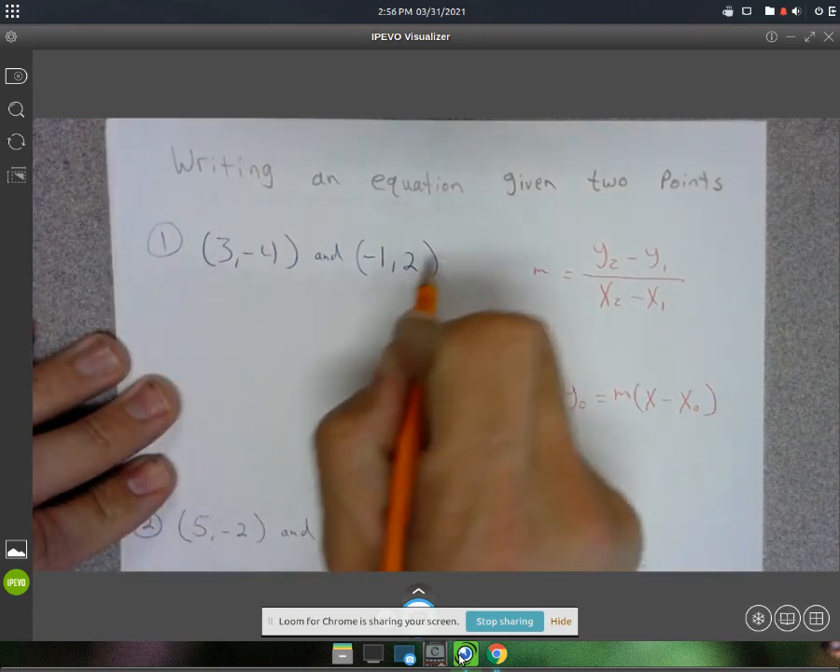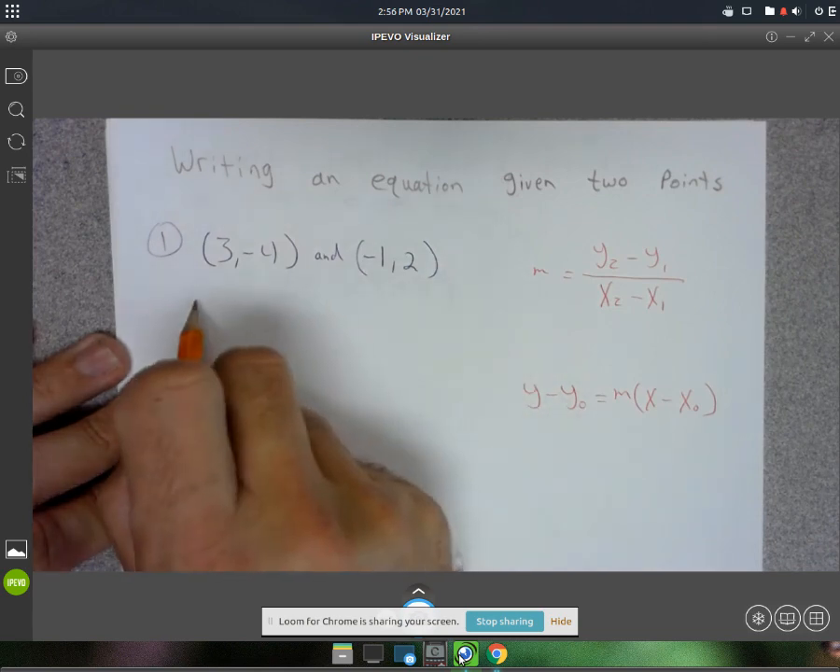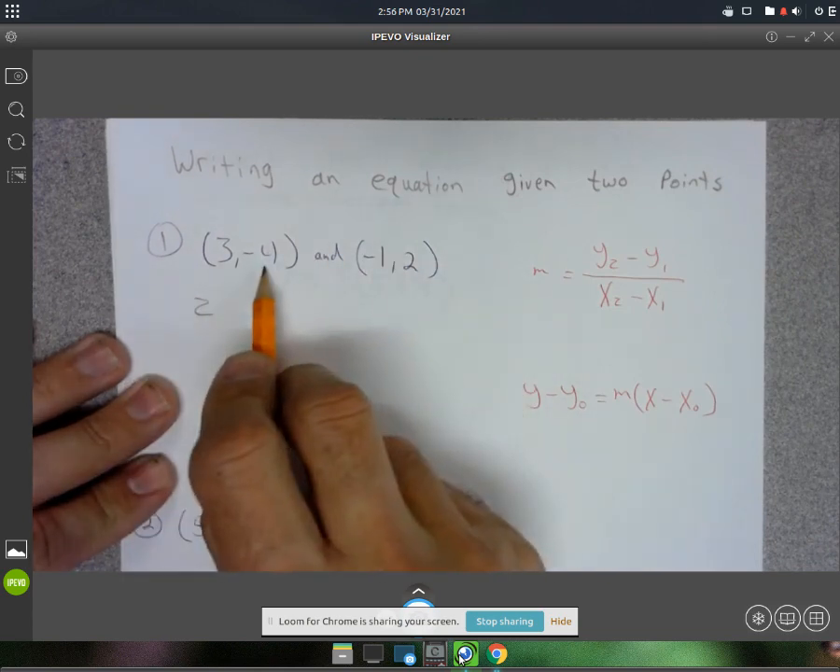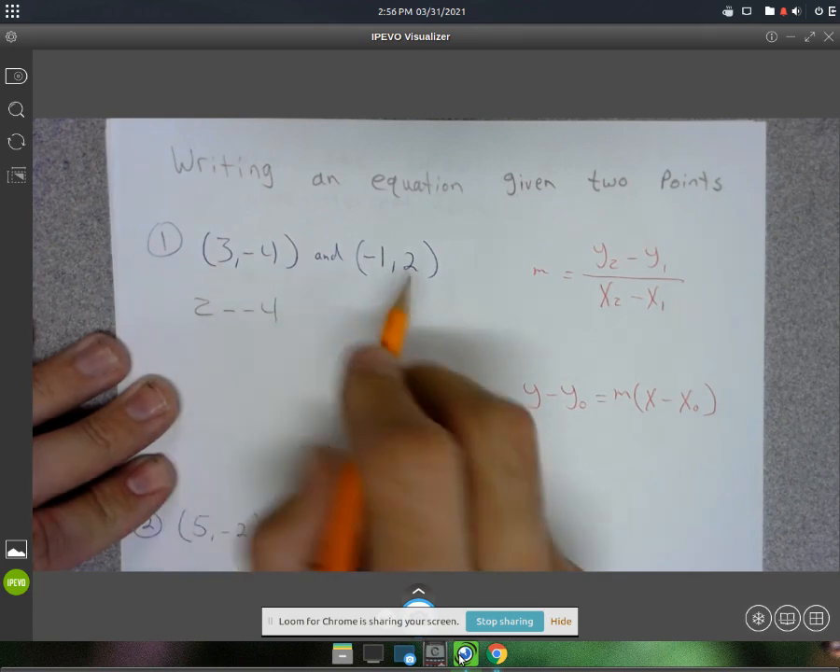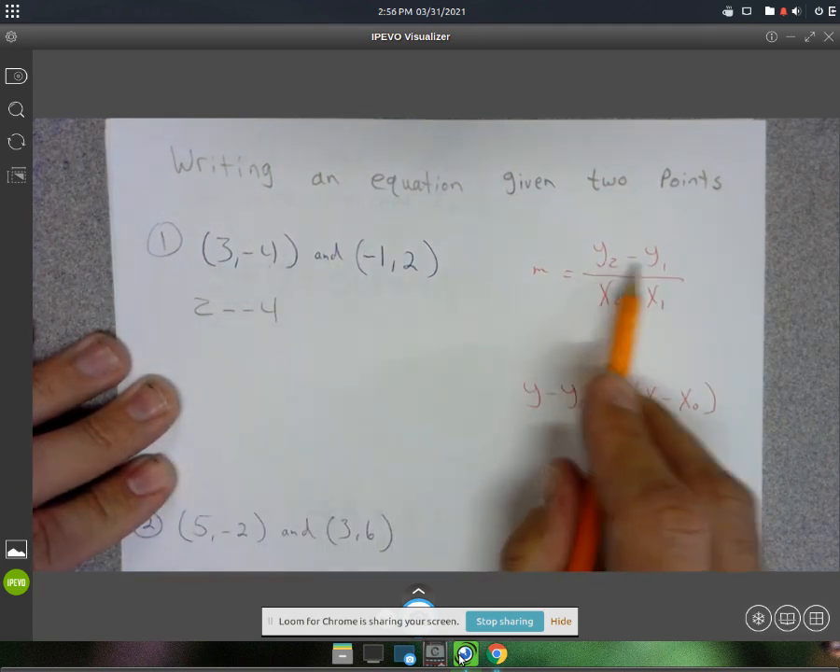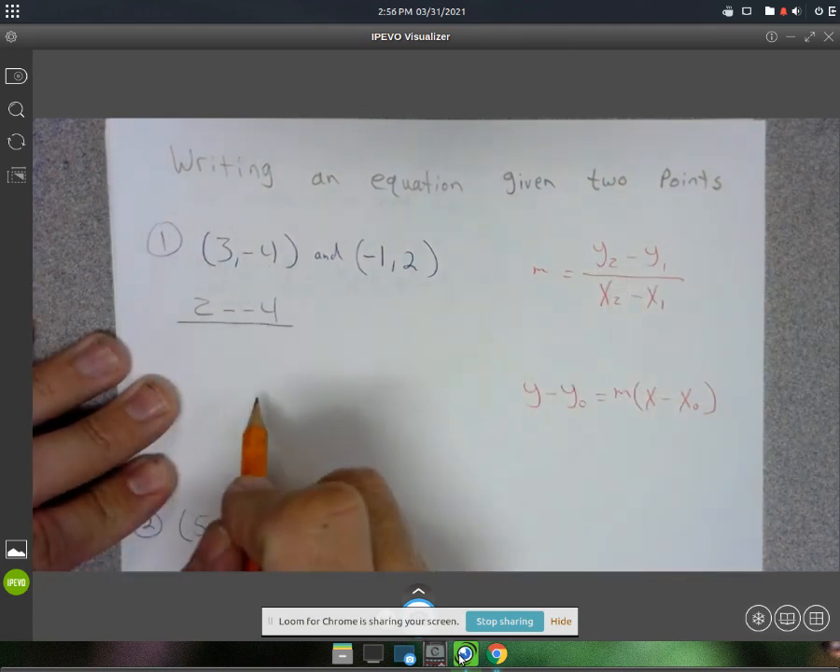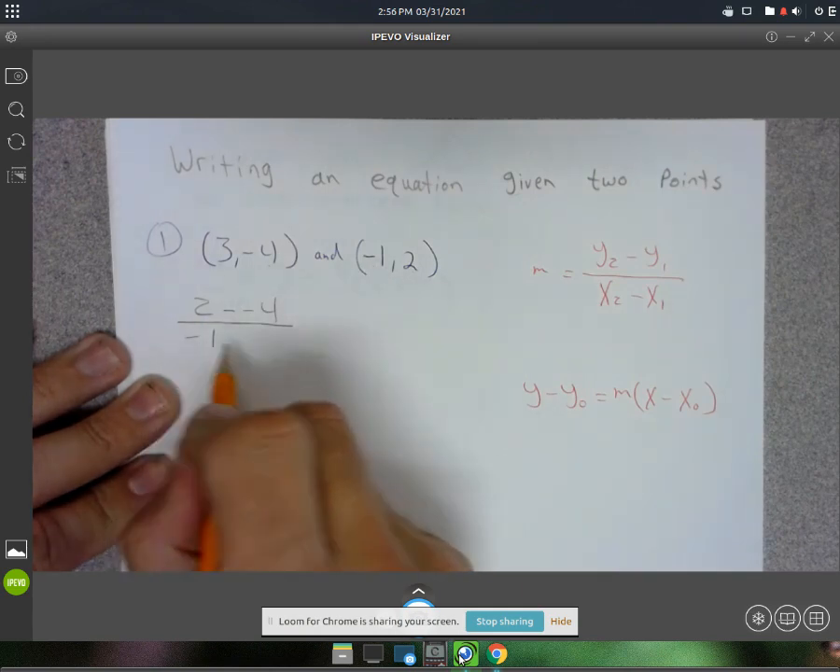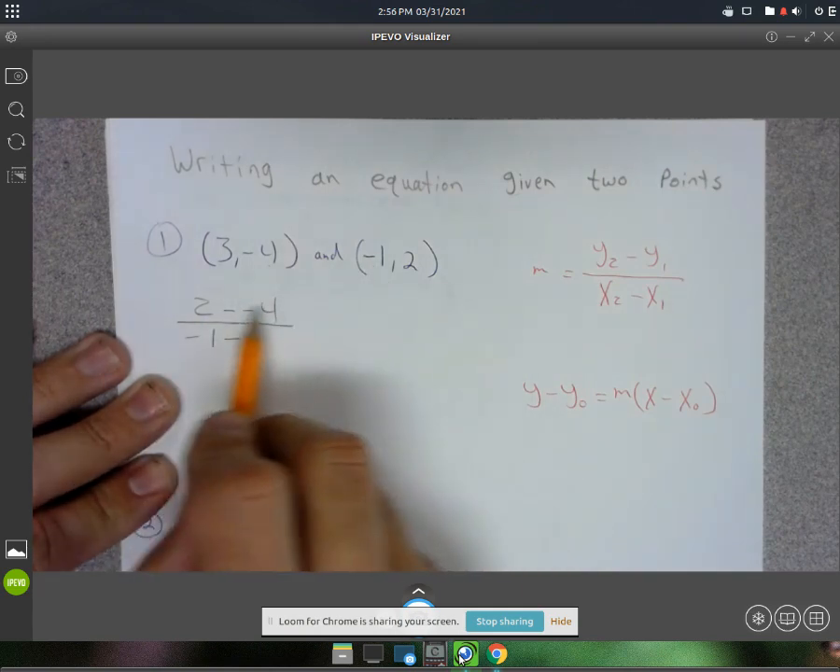So I'll call this my y2 here. I'm going to do 2 minus negative 4. All right, so subtract my y values. That's y2 minus y1. And then on the bottom, I'm going to do negative 1 minus, and it's going to be a 3.